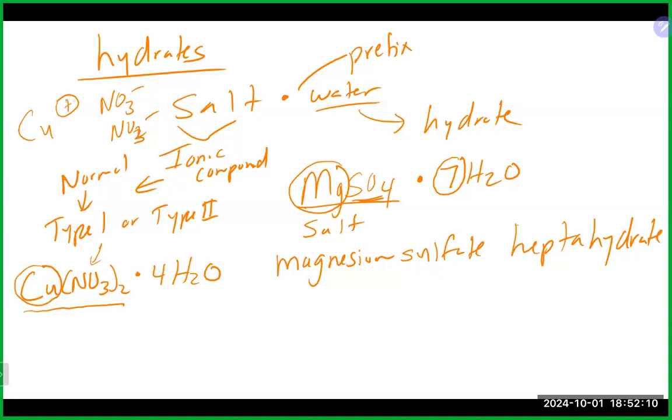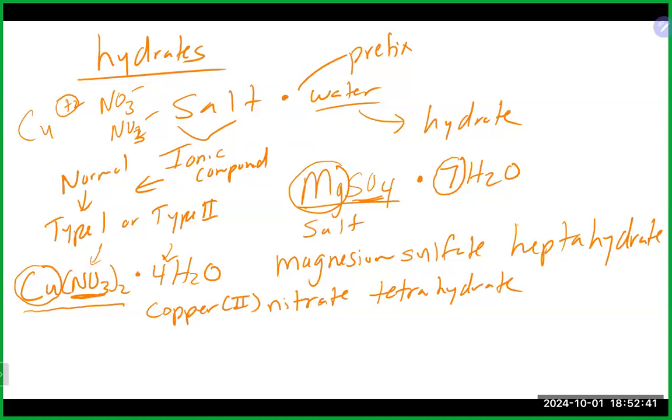That means that our copper here will have a +2 charge, and that means that this would be copper Roman numeral 2. And again, no matter how many polyatomic ions we have, we're just going to use the whole name, which would be nitrate. Now we're ready for our water part. Prefix for 4 is tetra, and water is called hydrate, right? So copper 2 nitrate tetrahydrate.